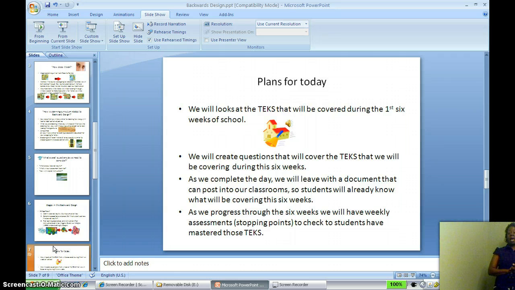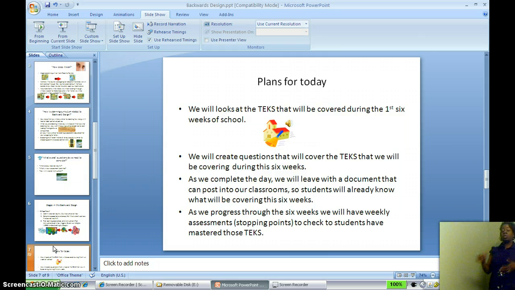We'll want to look at our TEKS, and create questions that cover the TEKS we're utilizing during this 6 weeks. As we complete the day, we want to leave with a document that we can post in our classroom, with questions or stems on them that show the students how they're going to be asked on our big common assessment at the end of the 6 weeks.